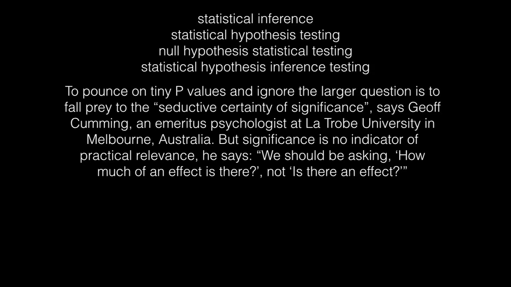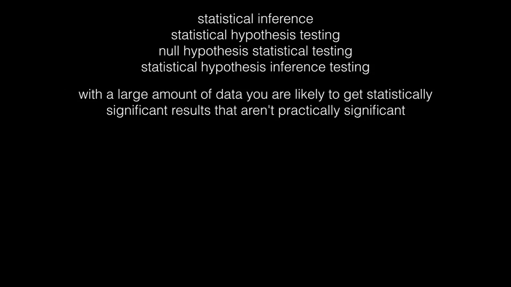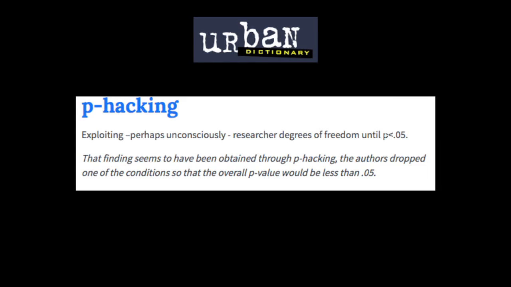This is unusual for them to actually reject. So with a large amount of data, you are likely to get statistically significant results that are not practically significant. That's the problem. And there's even a word for it, p-hacking. It's in the dictionary. Exploiting, perhaps unconsciously, research degrees of freedom until the p gets to less than 0.05. For example, that finding seems to have been obtained through p-hacking. The authors dropped one of the conditions so that the overall p-value would be less than 0.05.